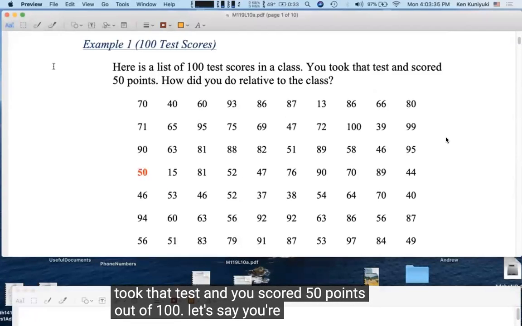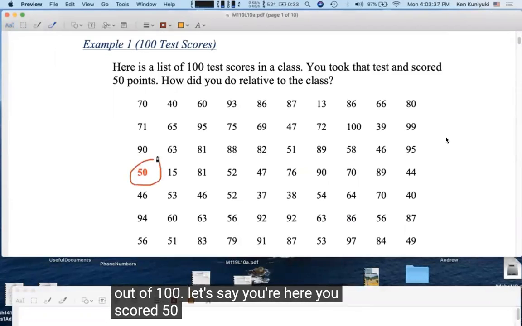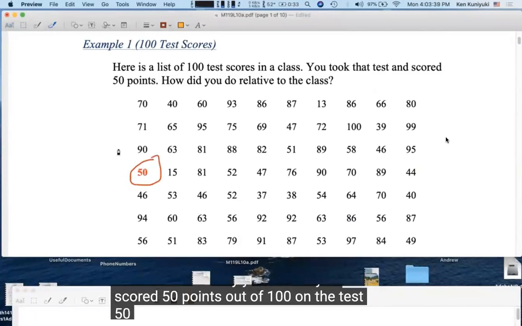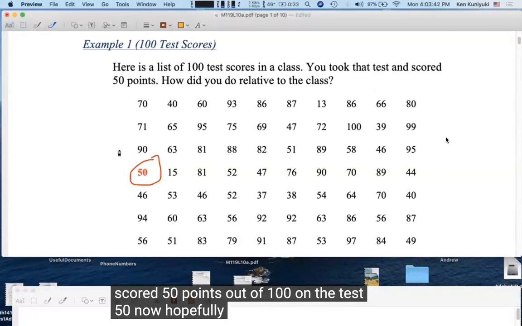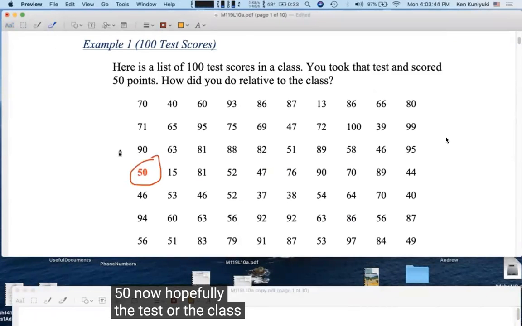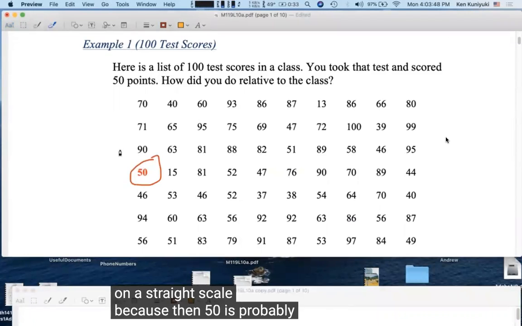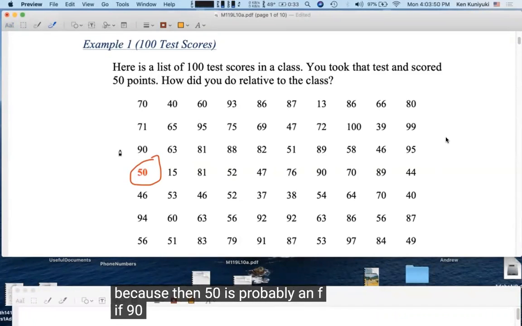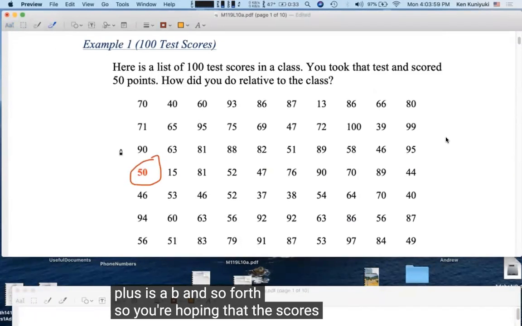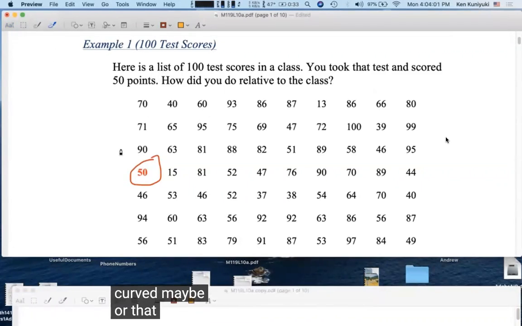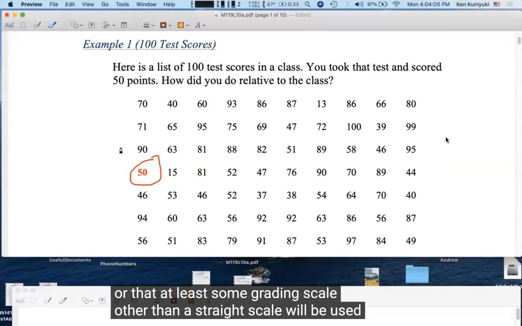Let's say you're here. You scored 50 points out of 100 on the test, 50%. Now, hopefully, the test or the class will not be graded on a straight scale because then 50% is probably an F. If 90% and above is an A, 80% plus is the B, and so forth. So you're hoping that the scores will be curved maybe, or that at least some grading scale other than a straight scale will be used.